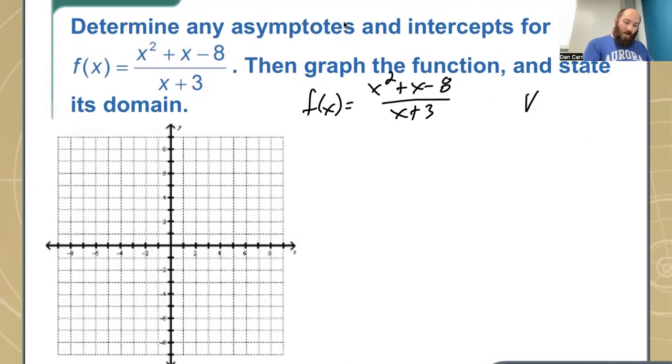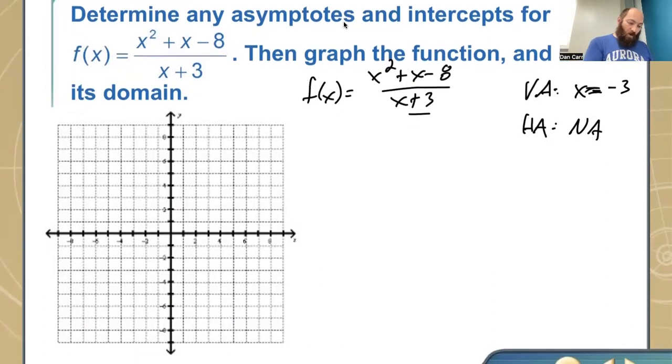First thing is I have a vertical asymptote at -3. So x equals -3 is going to give me my vertical asymptote. There is no horizontal asymptote. As before, we look at the degrees. This is 2 to 1, so there is no horizontal asymptote. But there is going to be an oblique asymptote because it's 1 degree more in the top. My numerator is 1 degree more than the denominator.